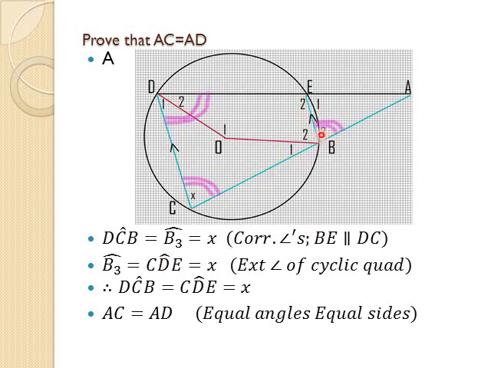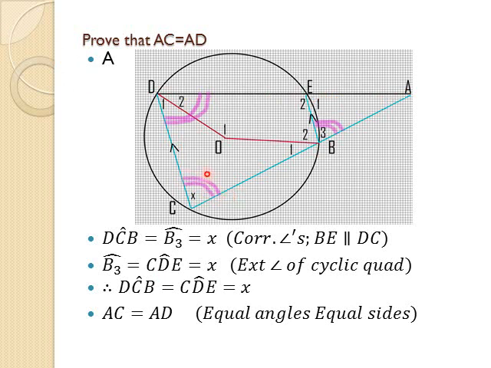At the same time, B3 is the exterior angle of a cyclic quad, equal to the opposite interior angle D. So B3 equals CDE equals x. So that angle is x and this one is x, exterior angle of a cyclic quad. And therefore DCB equals CDE. Right? They are both x. So AC equals AD.